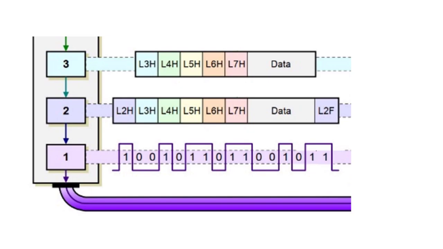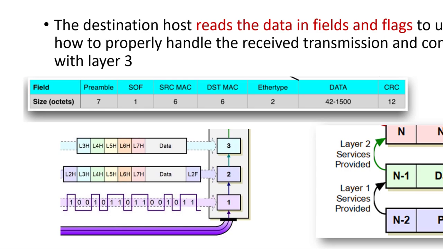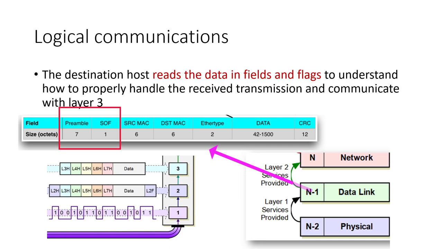Now the destination host reads what it received from the source, and it begins by looking at those fields and flags. It looks at the EtherType. Well, actually, it starts with the preamble and start of frame. It says, okay, I'm synchronized. I can now read the flags in the source MAC and the flags in the destination MAC, and I can understand what kind of MAC address I have in there. Then it reads the EtherType field and says, oh, this is an ARP. And then it can read the data and pass it up to layer 3.